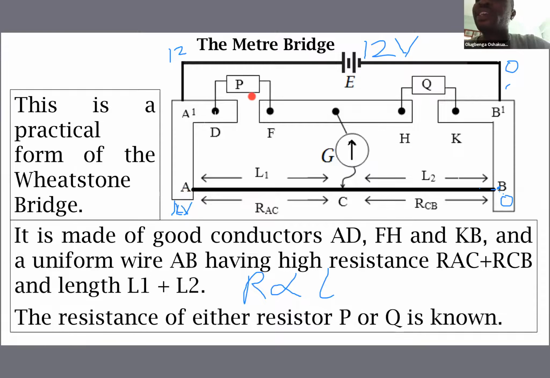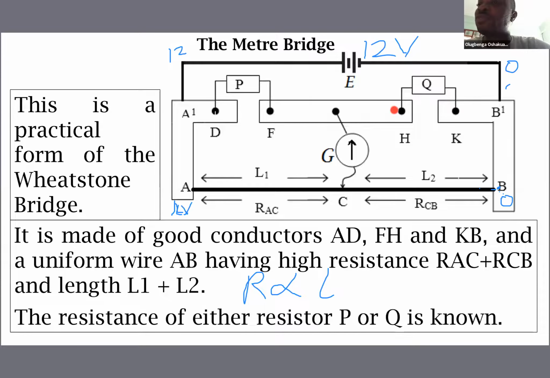Between P and Q, it's a potential. The potential here too is 12. The potential at the end of Q is also 0. But what is the potential between P and Q?